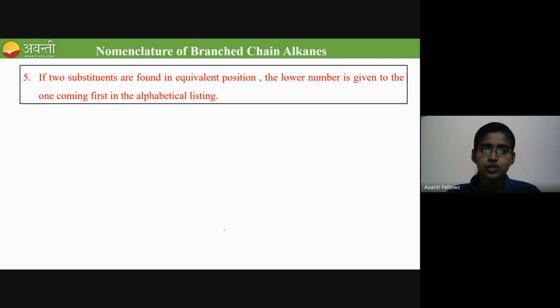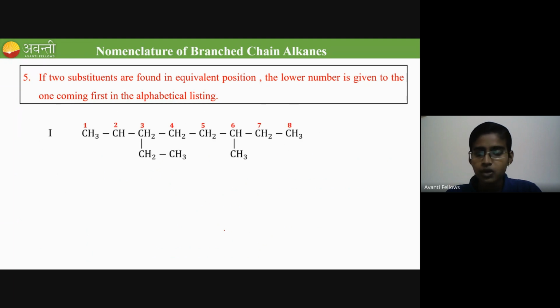So, coming to the fifth rule, if 2 substituents are found in the equivalent position, then the lower number is given to the one coming first in the alphabetical listing. So just see the compound, the same compound, but it is not the first compound. In the first compound, we had 9 carbons in the parent chain, right? So this is different. It has only 8 carbons. Fine. So we have 2 substituents. This is your ethyl and this is your methyl.